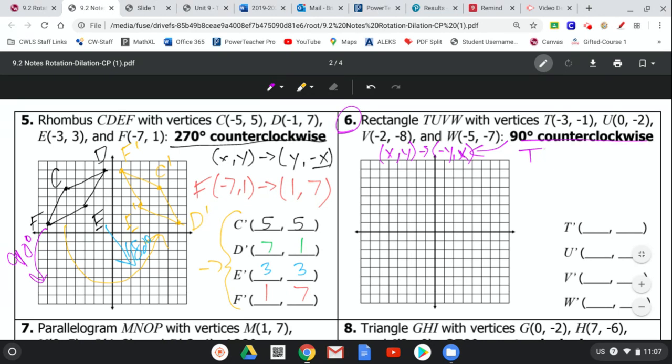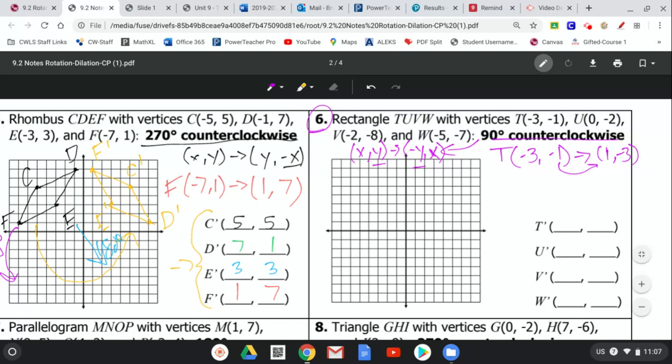So if we look at T, it is at (-3, -1). So what happens is it goes from (x, y). We move the y value into the first position over here and change the sign. That negative means we're changing the sign, so we change it to a positive. Then -3 moves into the second position, and we keep that coordinate the same as -3. So for T prime, it's going to be (1, -3).